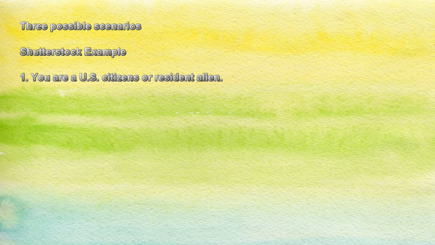There are three possible scenarios, and we're going to take a look at those on the example of Shutterstock. Scenario number one takes place if you are selling images on Shutterstock and at the same time you are a US citizen or a resident alien. In that case, you have to fill out the form W-9, and Shutterstock will send you the full amount of earnings without withholding taxes. However, at the end of the year, you have to report your earnings to the government and pay your taxes according to your total income.